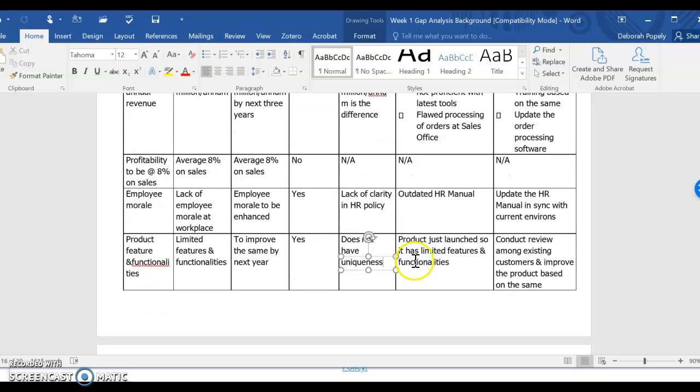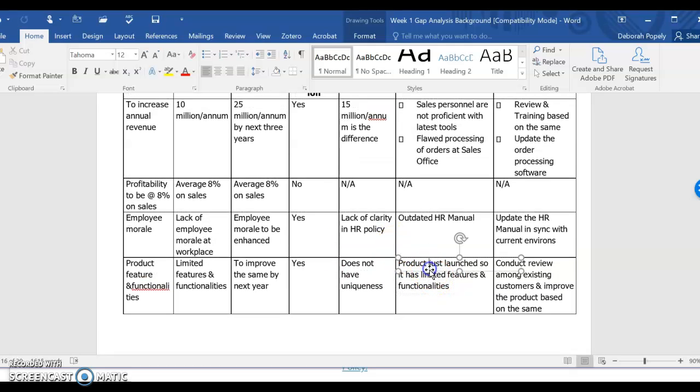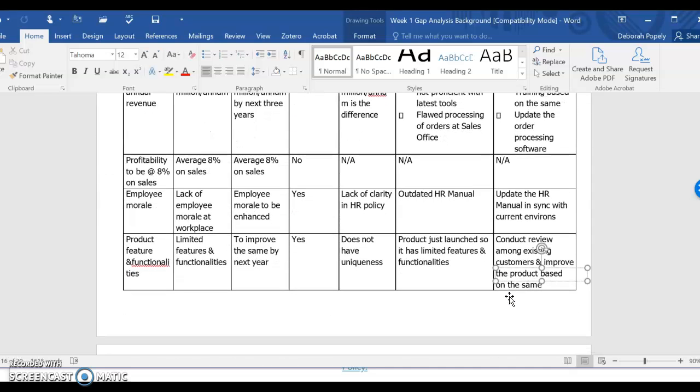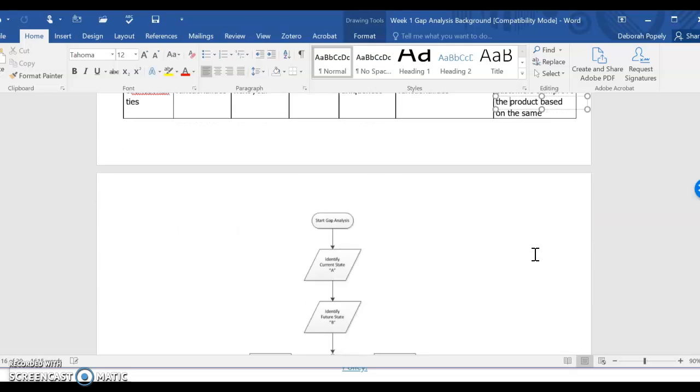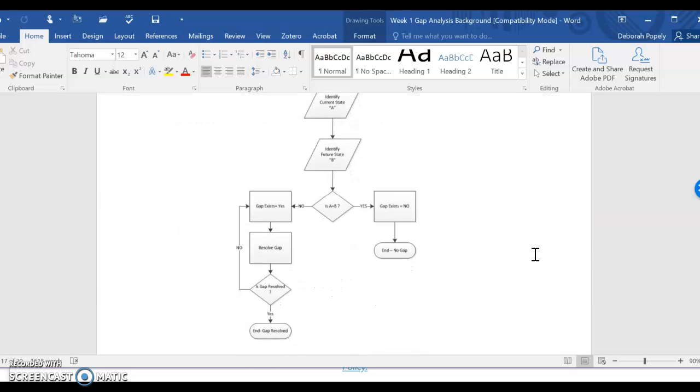It's making it hard to market this product. So what are the factors leading to this? Well, it's a new product, so we haven't built out all of the features and functionalities we ultimately will need. So what's your remedial plan? Conduct a review among customers and improve the product based on the same. So here is a schematic that shows your process.